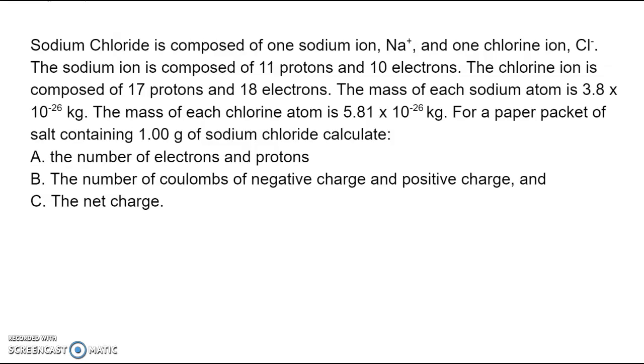So the mass of each sodium atom is 3.8 times 10 to the negative 26 kilograms, and the mass of each chlorine atom is 5.81 times 10 to the negative 26 kilograms. Sorry that they have different sig figs, that's my fault. Let's assume that the sodium is 3.80. Anyway, for a paper packet of salt containing 1 gram of sodium chloride, we'll compute the number of electrons and protons in that packet, then the coulombs of negative and positive charge, and then the net charge.